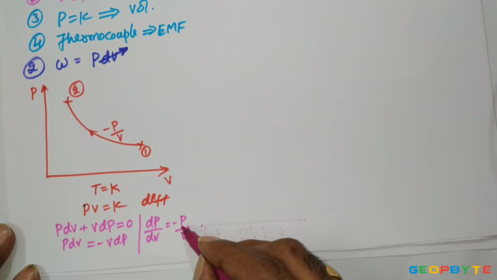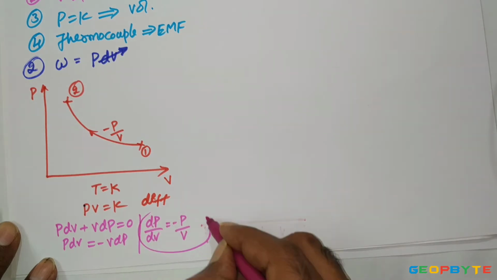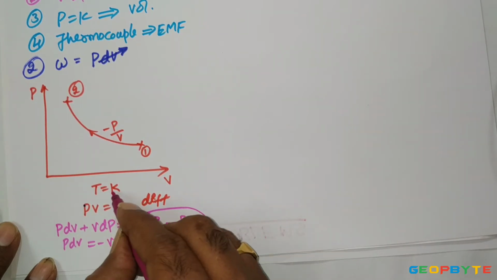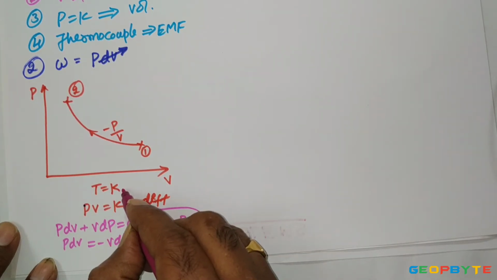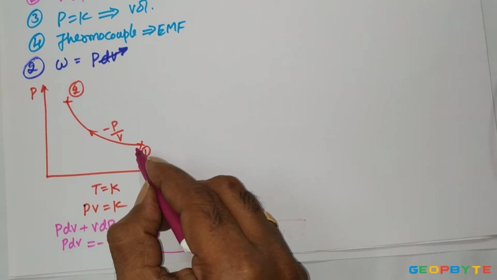The negative sign indicates that as the pressure increases, volume decreases. So anyhow, this slope we are getting from Boyle's law. Boyle's law is talking about the isothermal process. Isothermal process can also be called a hyperbolic process.